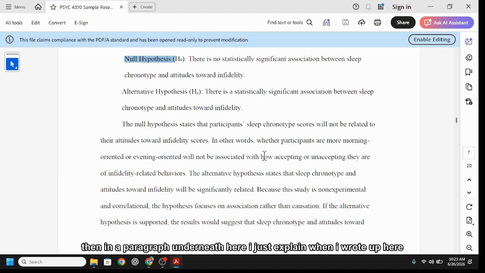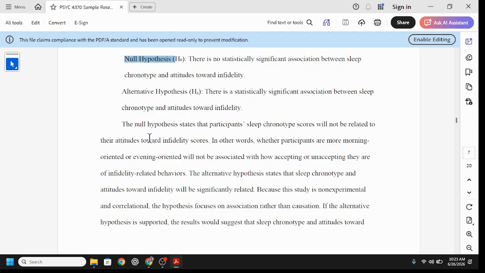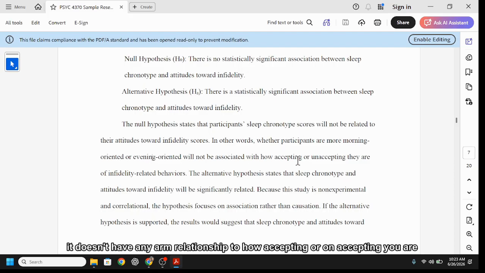Then in a paragraph underneath here, I just explain what I wrote up here. My null says there's no relationship. In other words, it doesn't matter if you're a morning or evening person. It doesn't have any relationship to how accepting or unaccepting you are with infidelity-related behaviors.